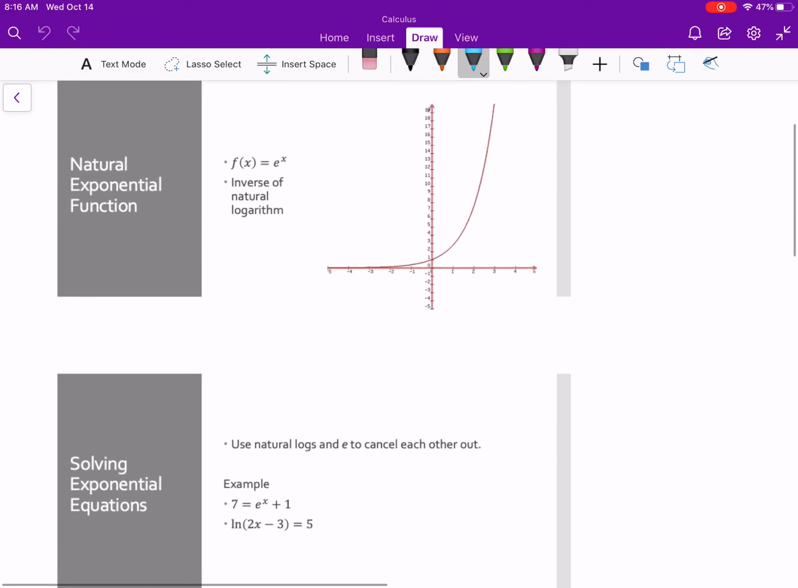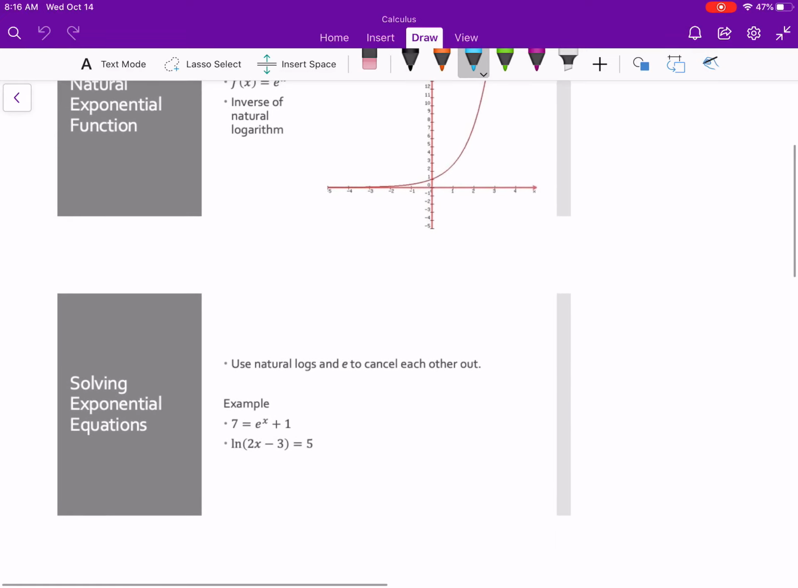So if we look at solving exponential equations, we want to use natural logs and e to cancel each other out. So what that looks like, so we have 7 equals e to the x plus 1. Okay, simplify to try to get x by itself as much as possible. So we have 6 is equal to e to the x.